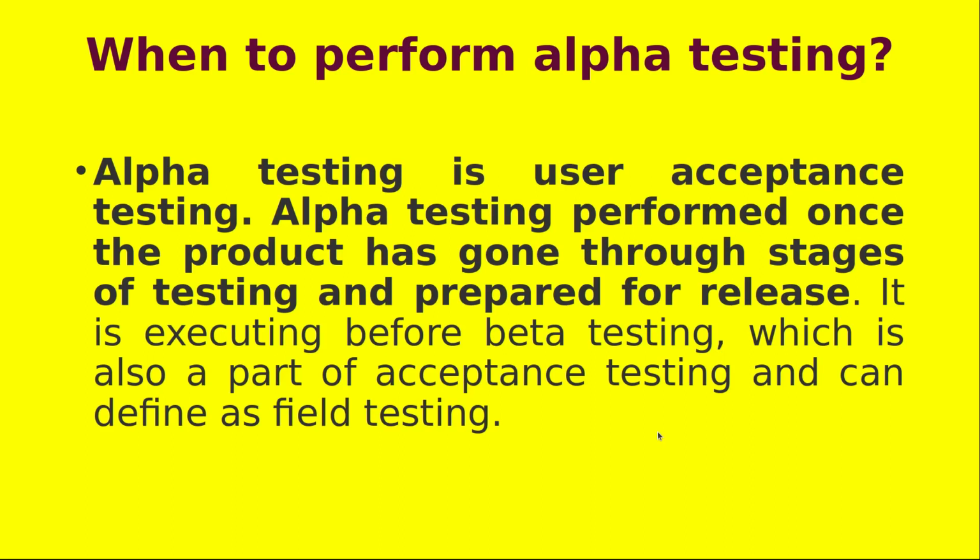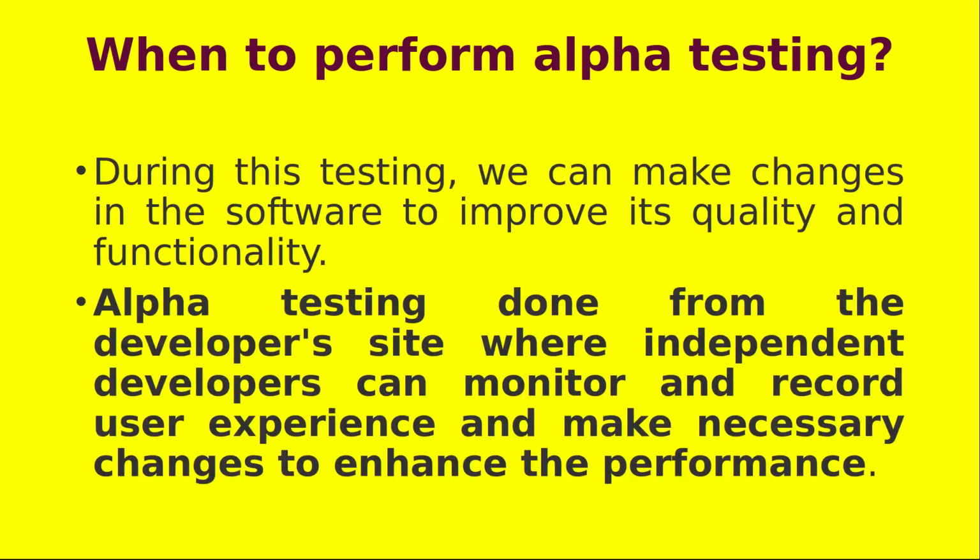We already saw acceptance testing. Once the product has gone through the stages of testing, it is prepared for release. After the development of the product, the final stage of testing is acceptance testing. The first phase of acceptance testing is alpha testing. Alpha testing is done from the developer side, where an independent developer can monitor and record user experience and make necessary changes to enhance the performance.